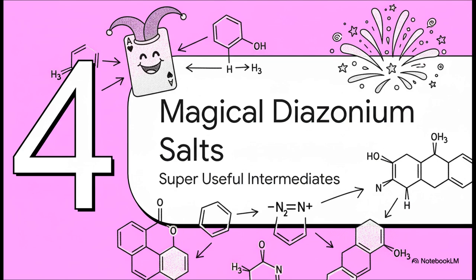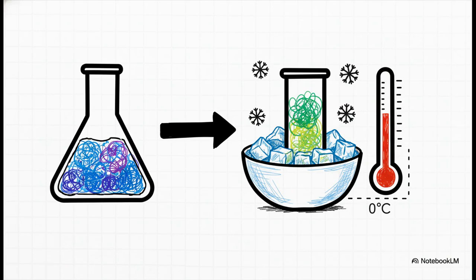All right, next up, let's meet a real celebrity of organic chemistry. I'm talking about the magical, the super useful, diazonium salts. Think of these as the joker card in a deck of cards. You can use them to make so many other compounds. They are incredibly useful. And this is how we make them.